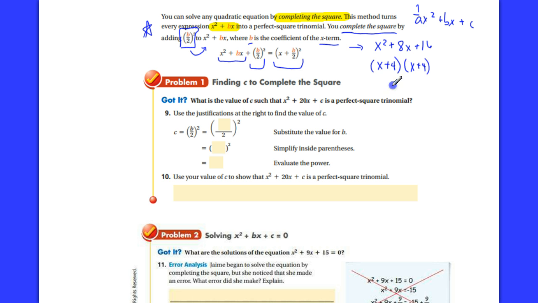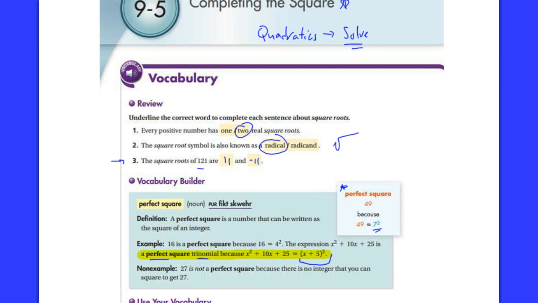Now remember, that can be rewritten like this, x plus 4 quantity squared. Now since it can be rewritten with that power of 2, that is a perfect square. Trinomial, or perfect trinomial square is what we're actually calling it there. But I want you to get the connection. This is just a perfect square, just like on the previous page.